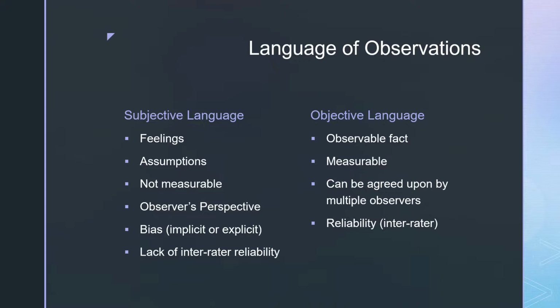The objective language is what we are looking for. Objective language is made up of observable fact, as close as we can get to fact. It's measurable, meaning there's a clearly defined observation which someone could measure over time. Objective language can be and is agreed upon by multiple observers. And when observations are recorded using objective language, we achieve reliability. In this case, we're talking about inter-rater reliability, meaning that it can be agreed upon or would be written very similarly by multiple observers.